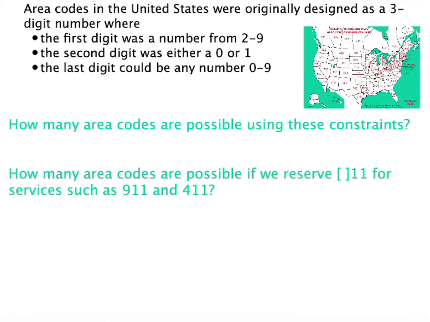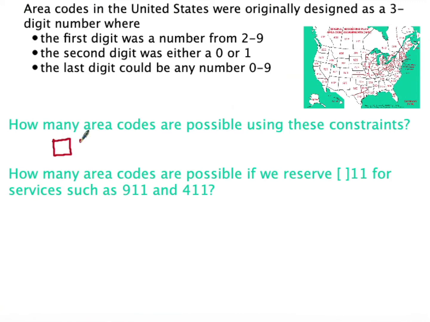An area code like 701 was originally designed as a 3-digit number where the first number was a number from 2 to 9, the second digit was a 0 or a 1, and the last digit could be any number 0 through 9. How many area codes are possible using these constraints?